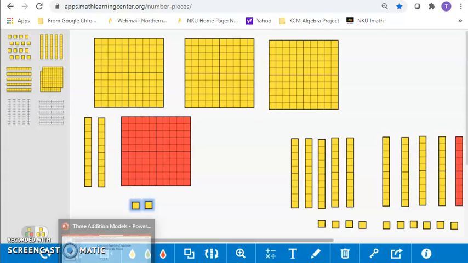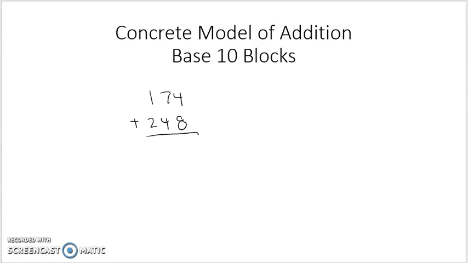So I like to write that in expanded form, so that we have 4 100s or 4 flats plus 2 tens plus 2 units or ones. So in using concrete models, 422.